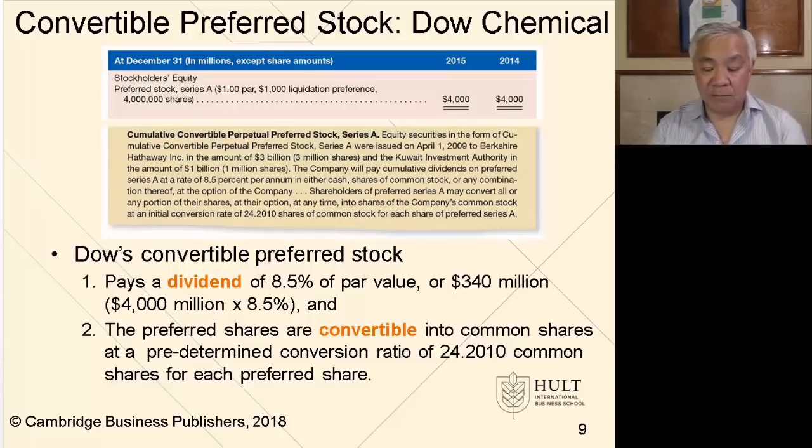Secondly, they're convertible, and the conversion ratio from preferred to common is given at 4.2010, or 24 shares of common for every share of preferred, if the holder of the preferred shares meets the requirements and chooses to convert.